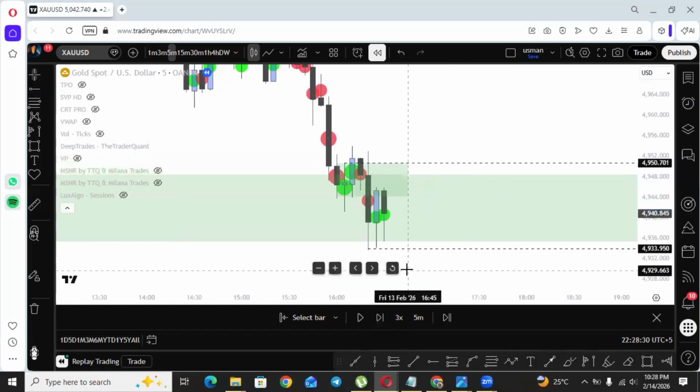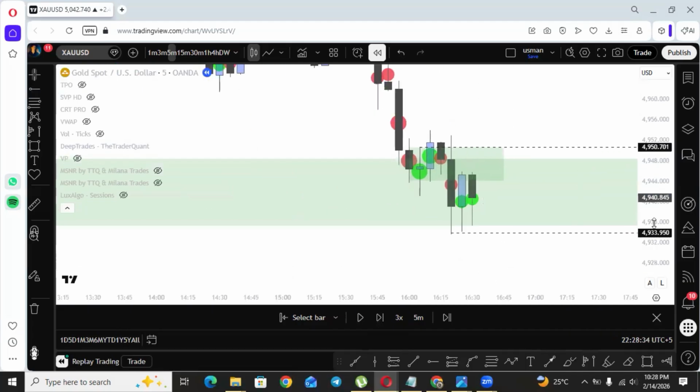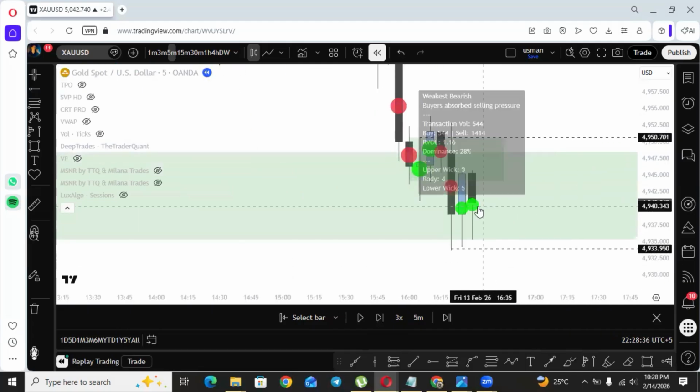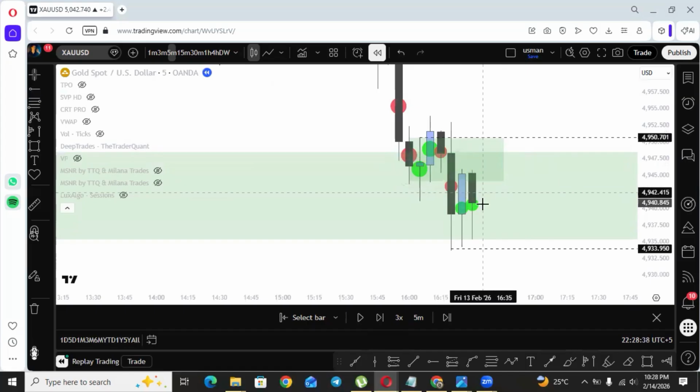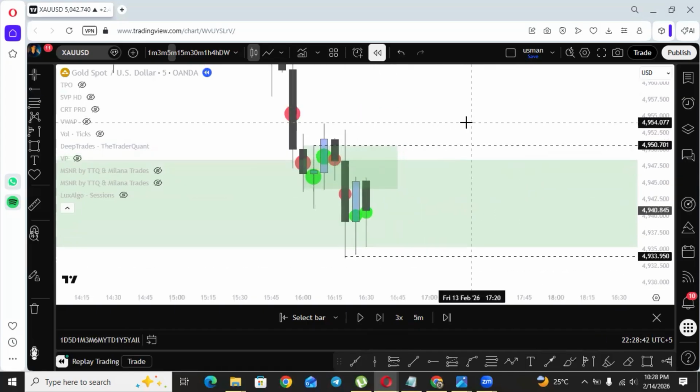Let's play. So look what we got on our point of interest: aggression of buyers in this sell candle. What does this represent? This represents the exhaustion of the sellers. What is the exhaustion of the sellers? Exhaustion means that sellers are exhausted at this level because there are more passive and aggressive buyers.